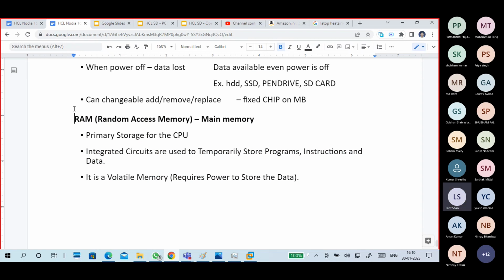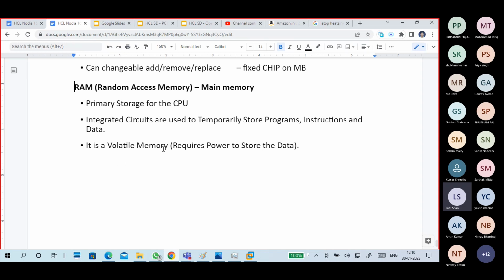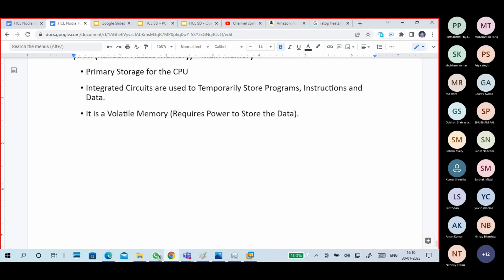First one is RAM, random access memory. It is also called main memory. RAM and ROM are primary memories. RAM is the primary storage for a CPU. It is an integrated circuit that temporarily stores programs, instructions, and data. RAM is considered volatile memory.